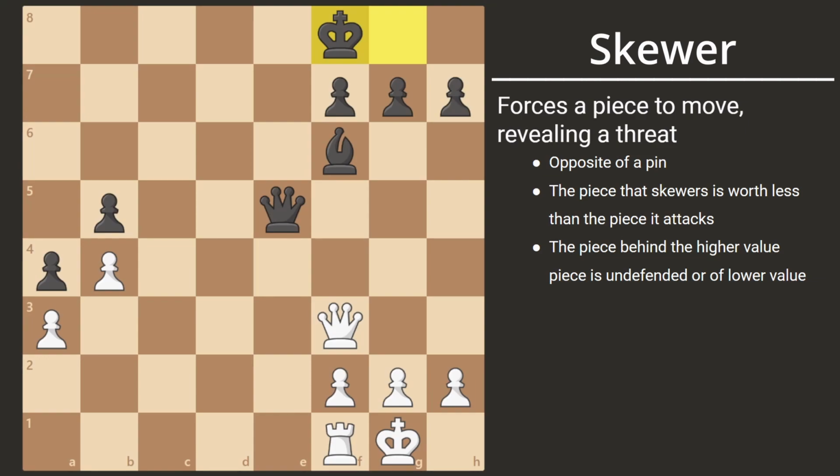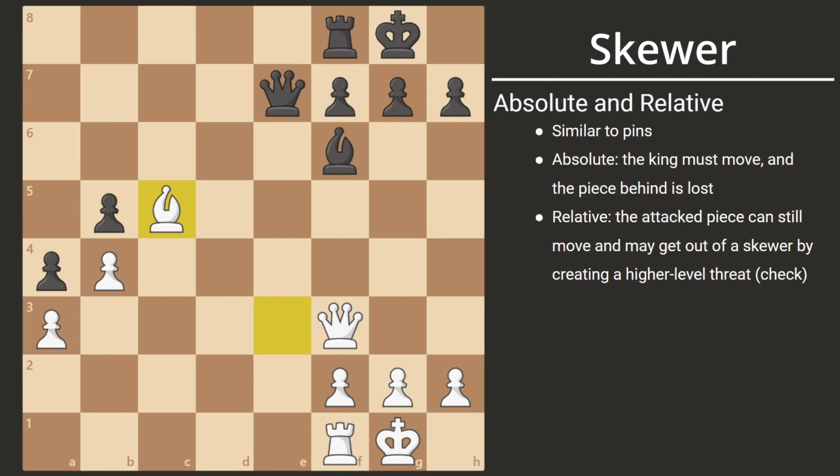And like with other tactics, just keep in mind that sometimes they might have another tactic that gets them out of a pin, right? So maybe he'll check you or something with the queen, and then he can get out with his rook. So just be on the lookout for that. Alright, so let's move on to some examples.